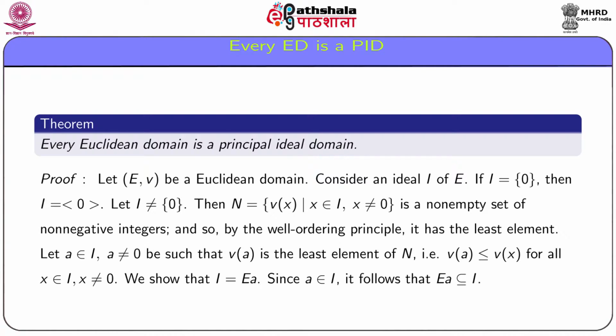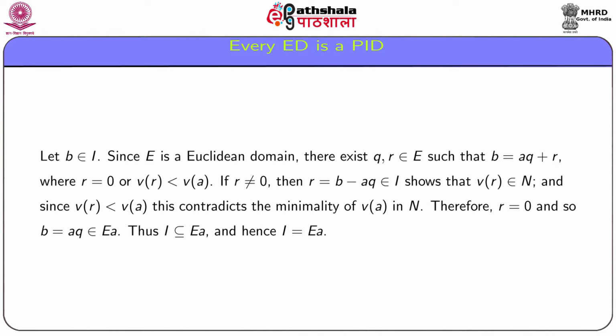We show that this A is a generator of I, that is we have to prove that I is equal to EA, that is every element of I can be expressed as a multiple of A. First note that since A is in I and I is an ideal, we have EA is a subset of I. For the converse, that is reverse inclusion, assume an arbitrary element B from I. Since E is a Euclidean domain and A is non-zero, we have two elements Q and R in E such that B is equal to AQ plus R, where R is either 0 or valuation of R must be strictly smaller than valuation of A.